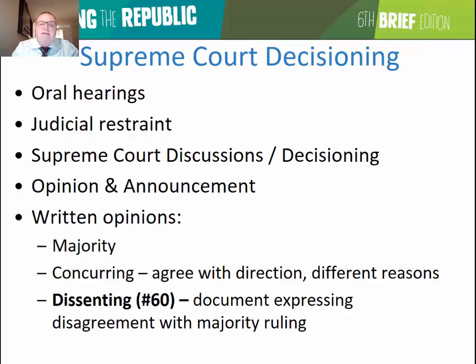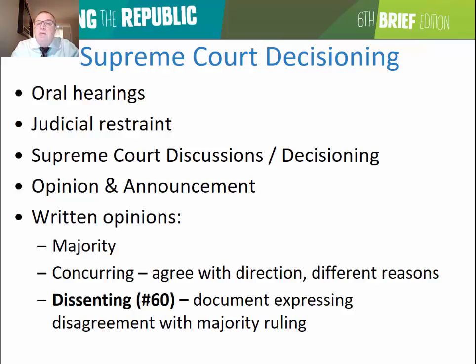Then the Supreme Court meets, discusses, and decides behind closed doors. In fact, so closed that the most junior member of the court literally is the one who answers the door and brings the food in and out. Then once they make their decision, a majority gathers to write an opinion, and then they announce that opinion weeks and sometimes months after they've heard the argument. The opinion of the five or more justices is called the majority opinion.